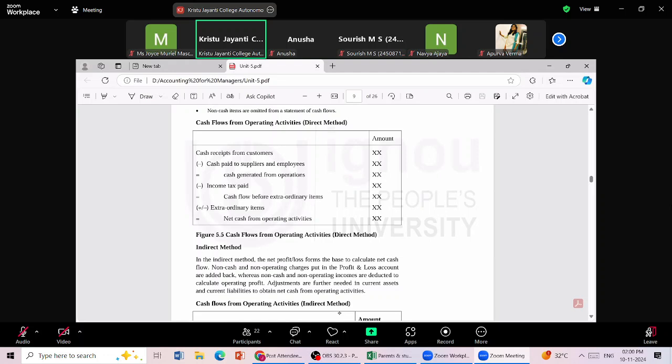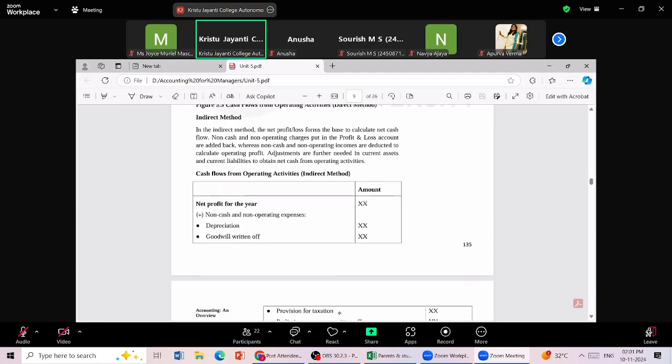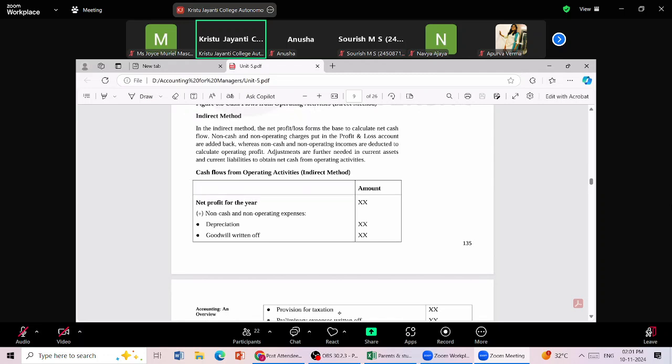So cash receipt from customer, minus cash paid to supplier, that is your cash generated from operation. Any income tax you paid, then you get, at last, the cash flow, that is net operating item. This is your indirect method which we studied in the previous unit.